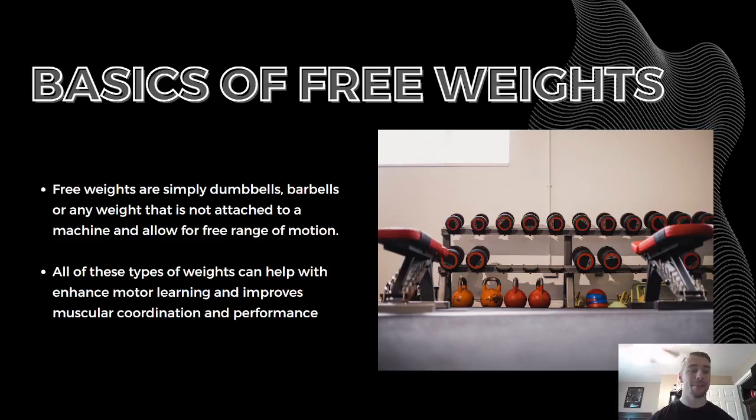Free weights are simply dumbbells, barbells, or any weight that is not attached to a machine and allows for free range of motion. All of these types of weights can help with enhancing motor learning and improve muscular coordination and performance. So basically, to understand the difference between the two, strength machines are in a stationary position, doing one specific action, targeting one specific muscle.